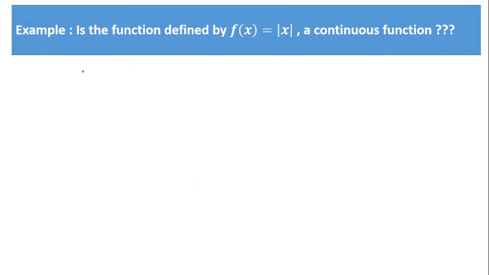Okay, so what is the definition of the function? f of x is equal to mod x, which is x if x is greater than or equal to 0, and minus x if x is less than 0. So you can see that there is something special about 0. If it is a point greater than 0, it becomes x, and if it is a point less than 0, it becomes minus x. So we have to check the continuity at x is equal to 0.